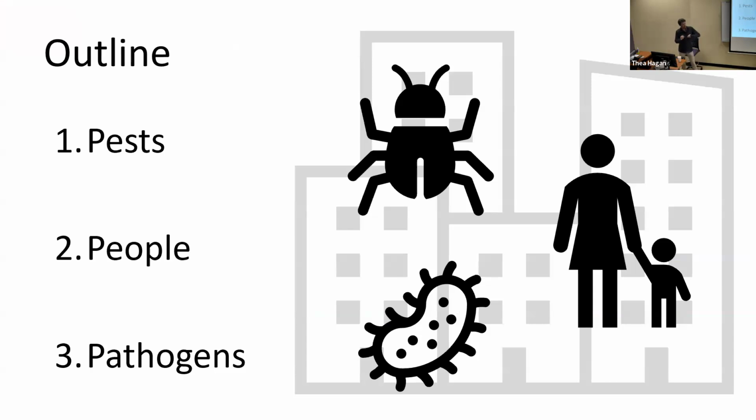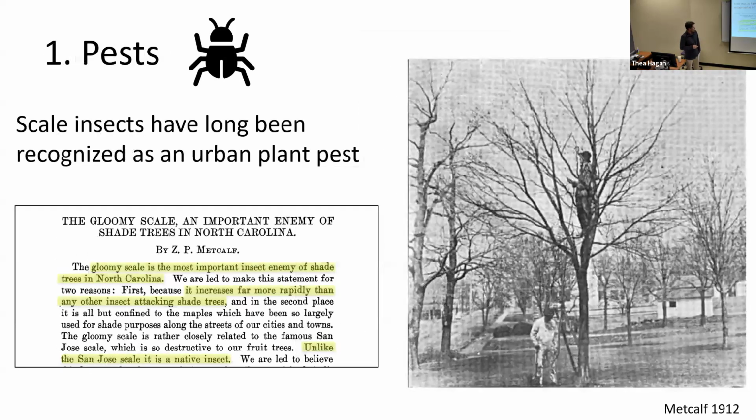So today I'm going to try to paint broad strokes because I want to talk about a lot of stuff, and it's hard to do that in 45 minutes. I'm going to touch on 3 different short stories about what happens when you look at plants in urban settings. What are the outcomes for those plants? When we think about pests, when we think about the people that really dominate these spaces, and when we think about pathogens, which I'm not an expert in, but dabbling in.